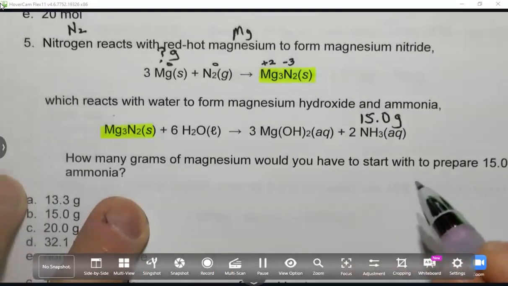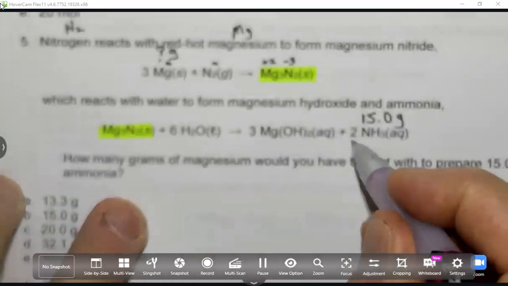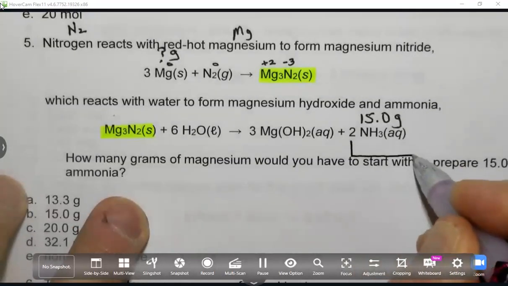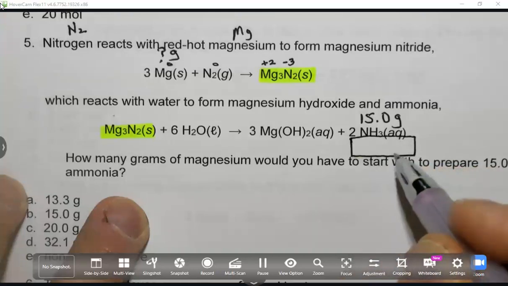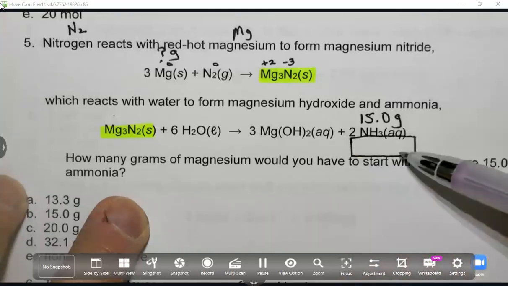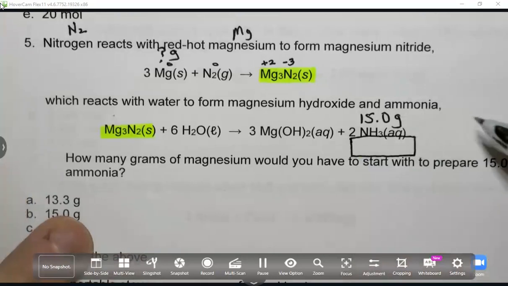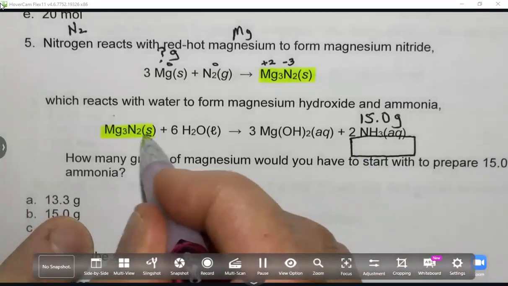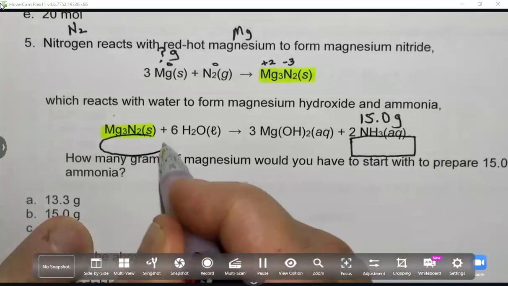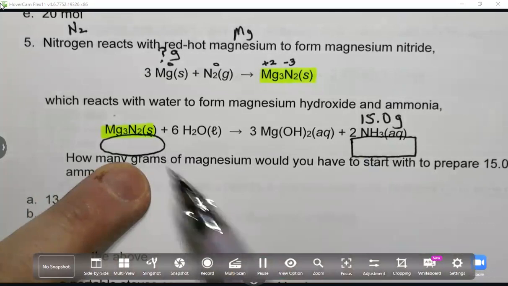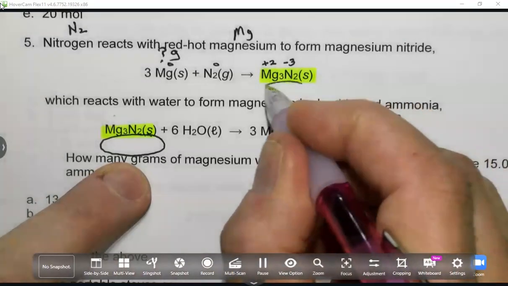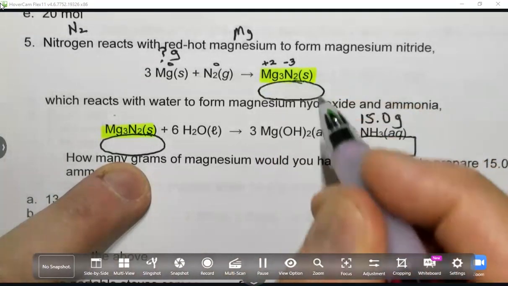So here's what you're going to do. We're going to take 15 grams, turn it into moles. We have to. 15 grams to moles. Then we're going to calculate the moles that we reacted here to form the 15 grams. Where did those moles come from? It came from this reaction product.